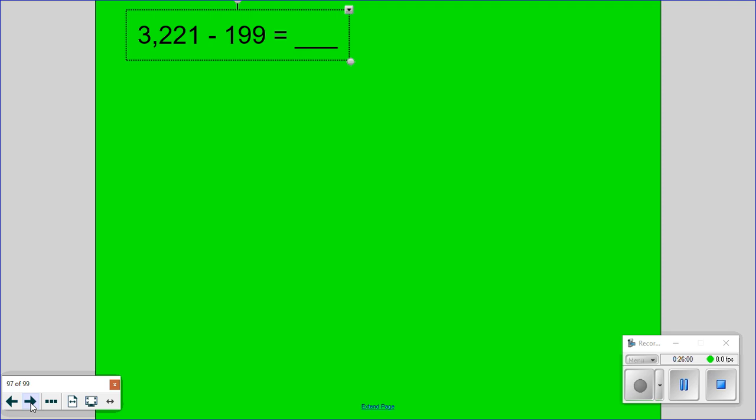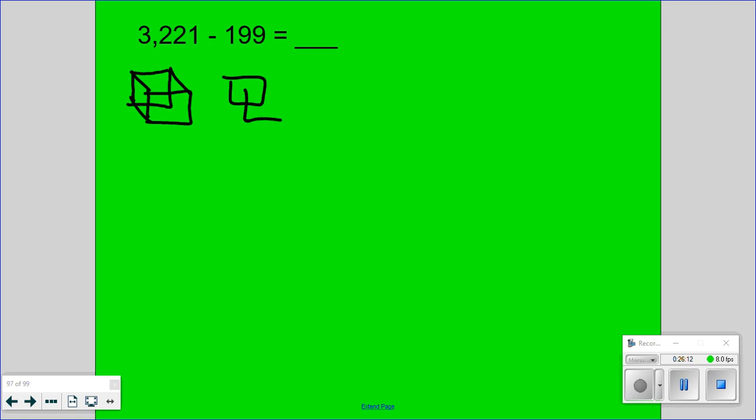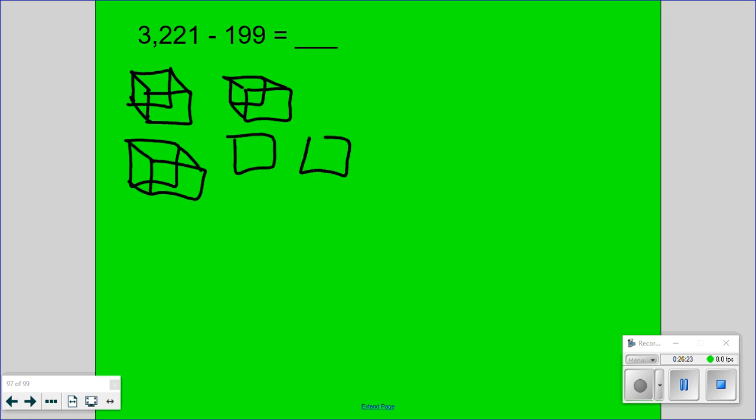You need 3. Oops, I'm going to do it in black. Hang on. We need 3,000 cubes because we have 3,000. Oh, sorry. We need 3 thousand cubes, not 3,000 of them. Good call, Zach. So that I've drawn it.